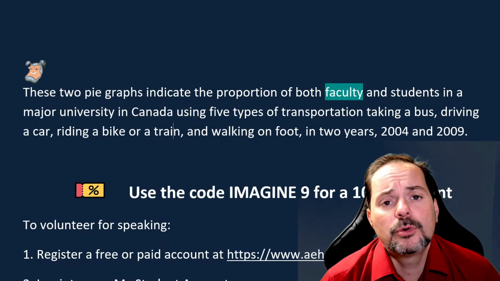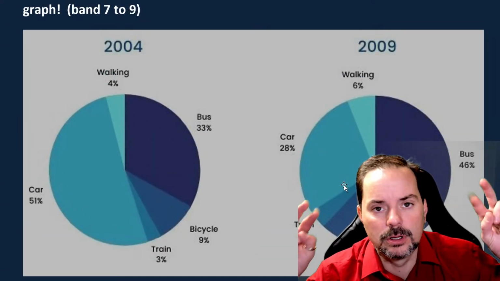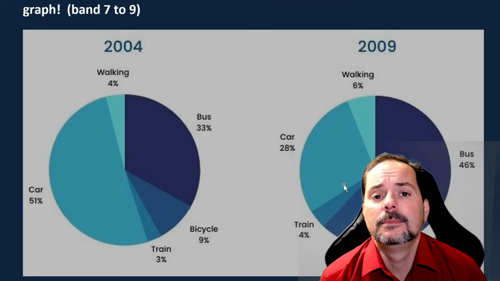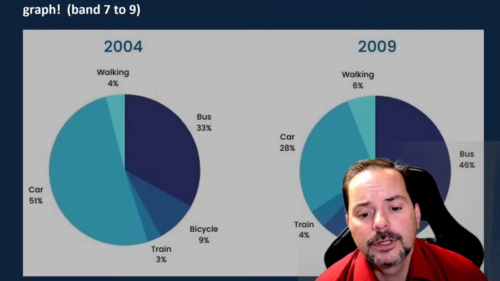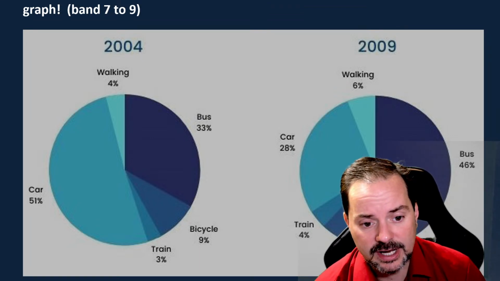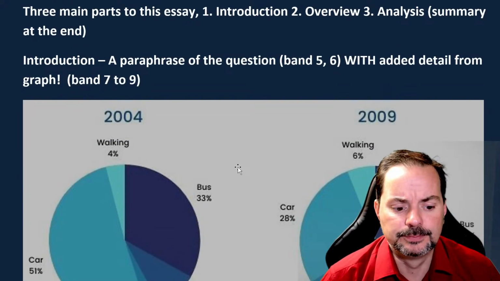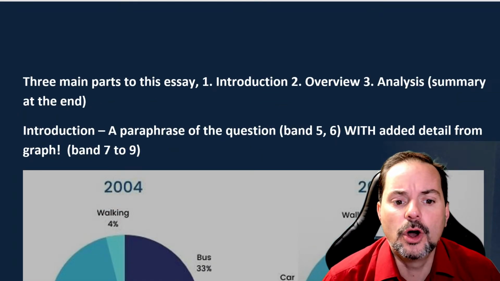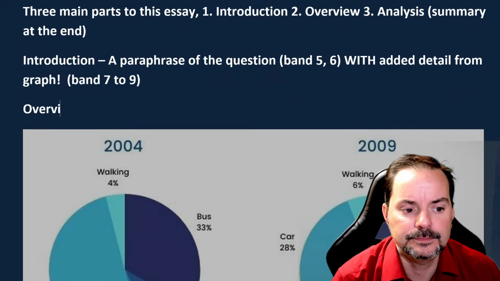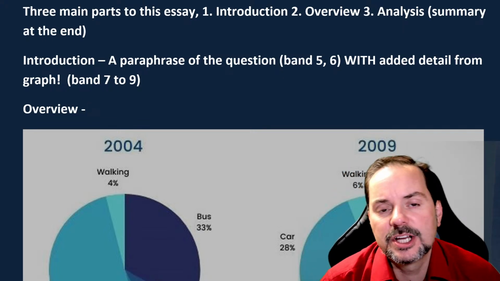So, more or less, that's the introduction. These two pie charts, it's a fairly simple graph. You could, of course, have more complex graphs. So, don't overthink it. Again, just give more details. Use the question, paraphrase. That's your introduction. Now comes the overview. The overview is basically the main features. So the question asks you that.